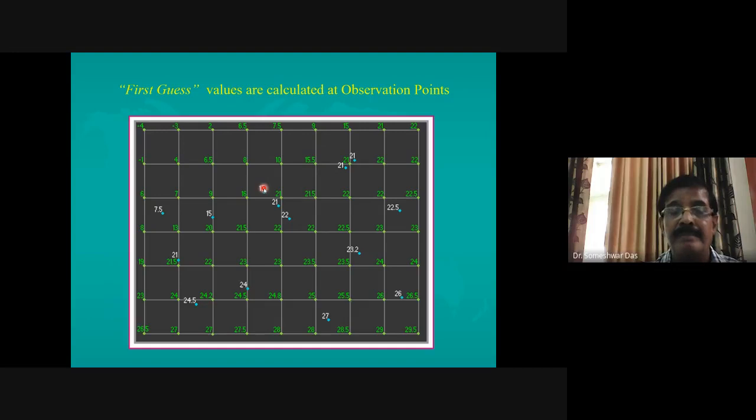You get the point? You are interpolating the first guess to the observation point, because your observation is supposed to be the truth. So you are not distorting your truth. If you interpolate your truth to the grid point, you are distorting it, because after interpolation there will be some error. So instead of doing that, you are not disturbing the truth, which is the observation. You are interpolating the first guess from the grid point to the white point, which is the observation location.